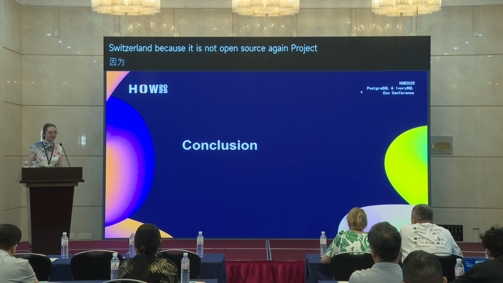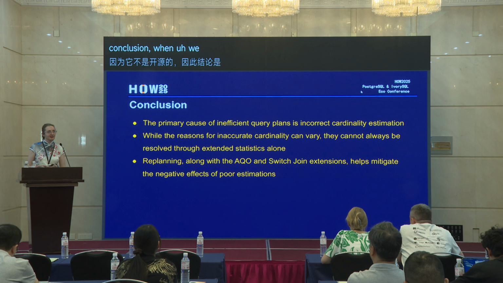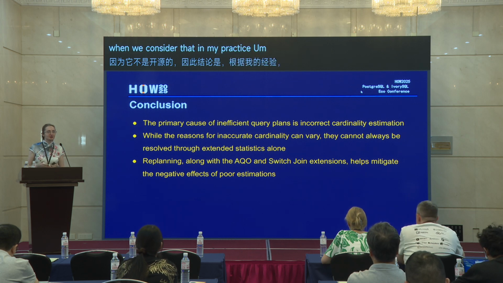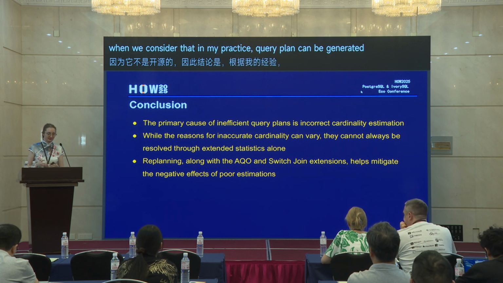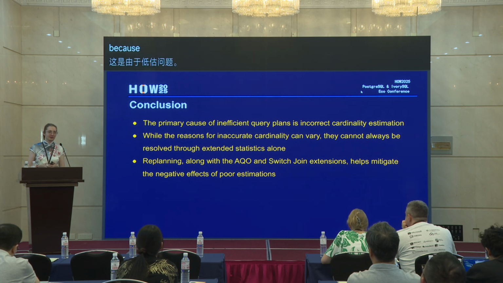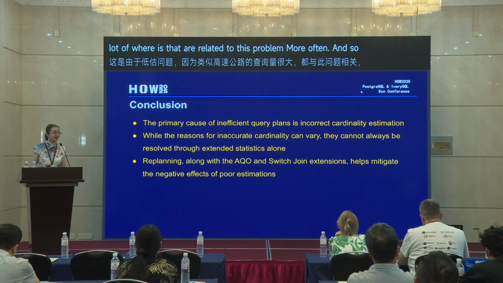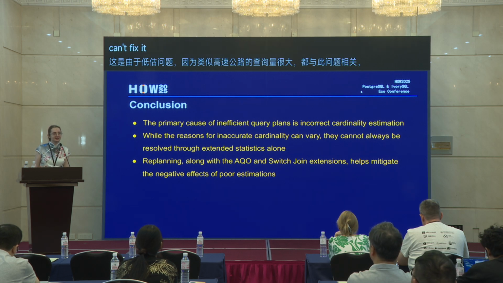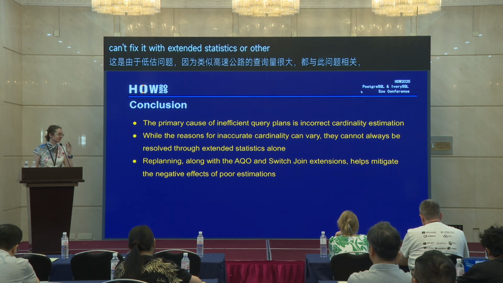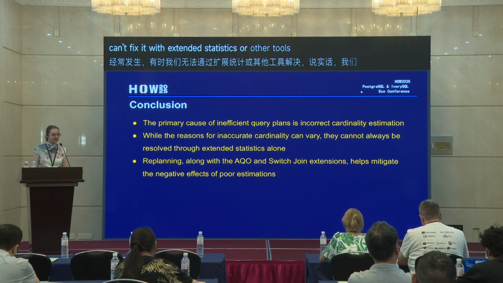And so, as for the conclusion, in my practice, a query plan can be generated wrongly by the optimizer because of the underestimation problem, because I face a lot of queries related to this problem quite often. And sometimes we can't fix it with extended statistics or other tools, to be honest, and we can use only EQO, replanning or switch join. It depends on several factors.